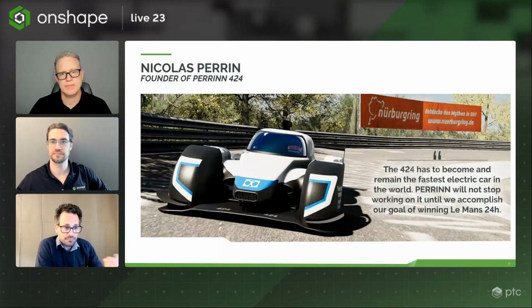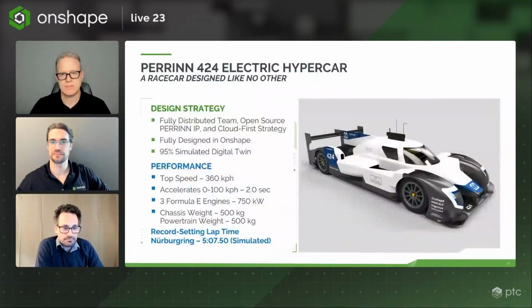Why use Onshape? For us, Onshape is an ideal partner. I discovered Onshape a few years ago. I personally love designing in Onshape. We have committed the project and 424 to be designed exclusively in Onshape. And you can follow, live, in fact, our designers through public documents in Onshape and follow the design of 424.